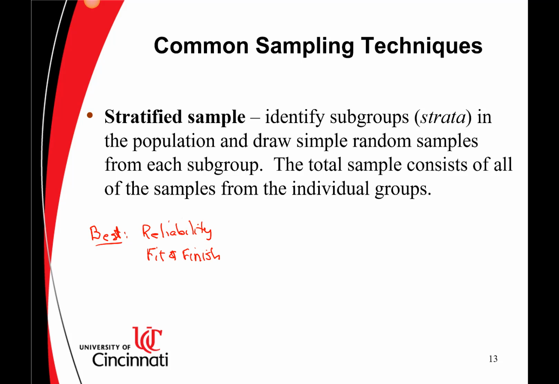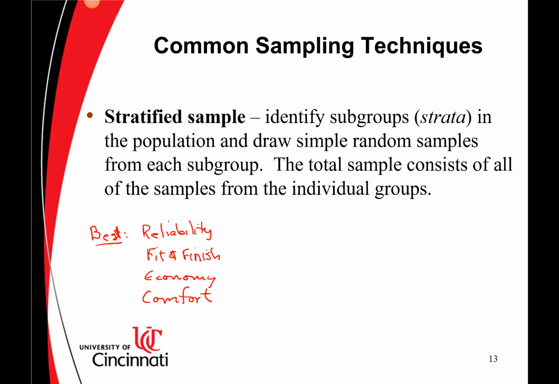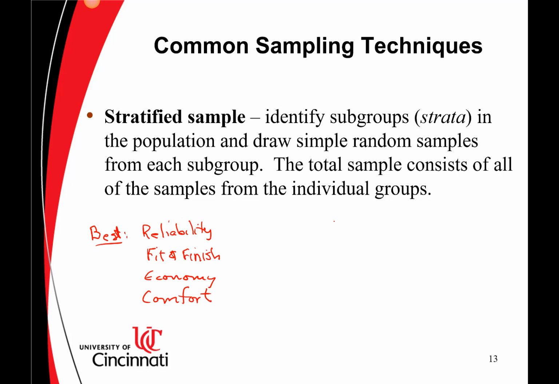Okay. Fit and finish would be another one. Maybe economy. Comfort. So you could list various characteristics that you're going to look at. Now, if we're going to do a stratified sample, and we're going to be trying to compare Ford to Dodge to GM, does Ford make different types of cars? Yeah. Does Dodge? Yeah. Does GM? They sure do. They all make some that are economy class.